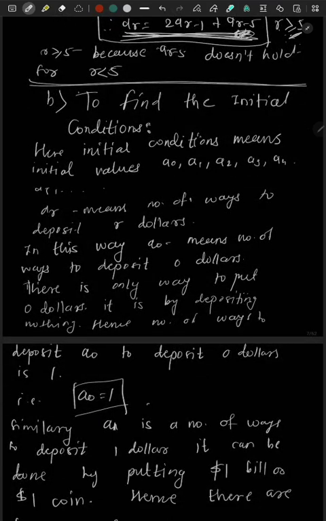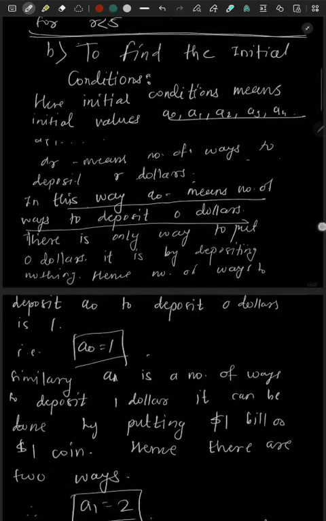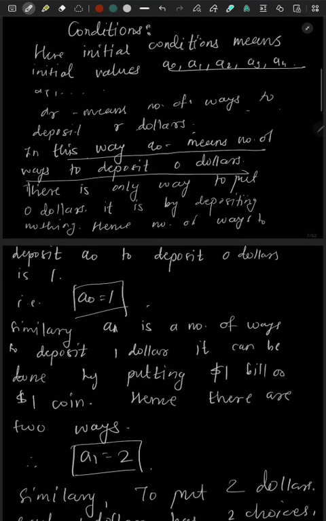Now to find the initial conditions. Here the initial conditions mean the initial values A0, A1, A2, A3, A4, A5. AR means the number of ways to deposit $R. So A0 means the number of ways to deposit $0. There is only one way to deposit $0, that is by depositing nothing. So A0 is equal to 1.